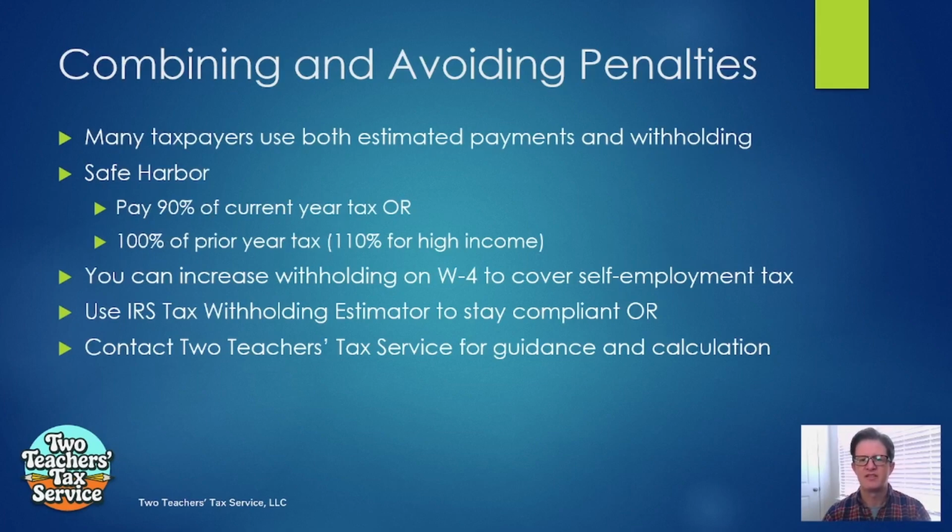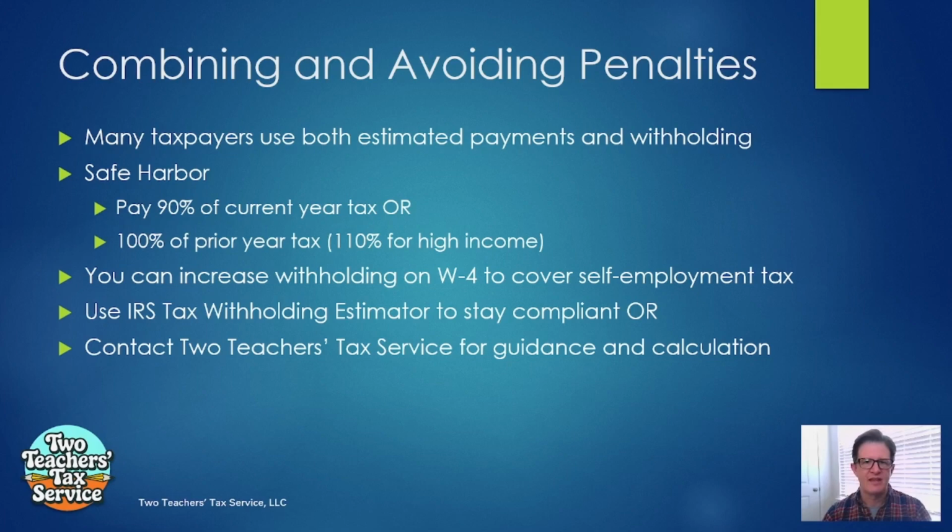So many of us use both estimated payments and withholding. So let's talk about that. There is something called safe harbor. If you pay 90% of your current year tax or 100% of the prior year tax into the system, and this goes up to 110% for high income earners, you will not be penalized.